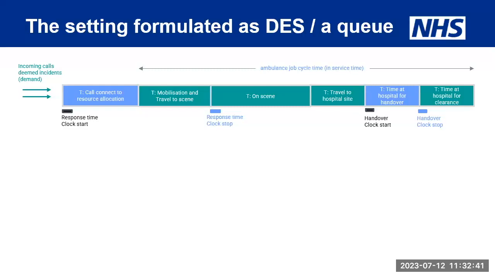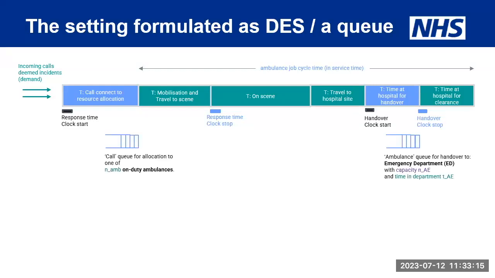So what do we mean by representing it as a queue? We have incoming demands. In terms of incidents, this will start the clock. There will be some time for allocation of a vehicle. Then there'll be a period of travel to scene that will stop the clock. There's time spent on the scene, and then travel to hospital. Then you have that period of handover of the patient, and then a time when the ambulance is trying to clear the vehicle. And all that from mobilization to clearance is the ambulance job cycle time.